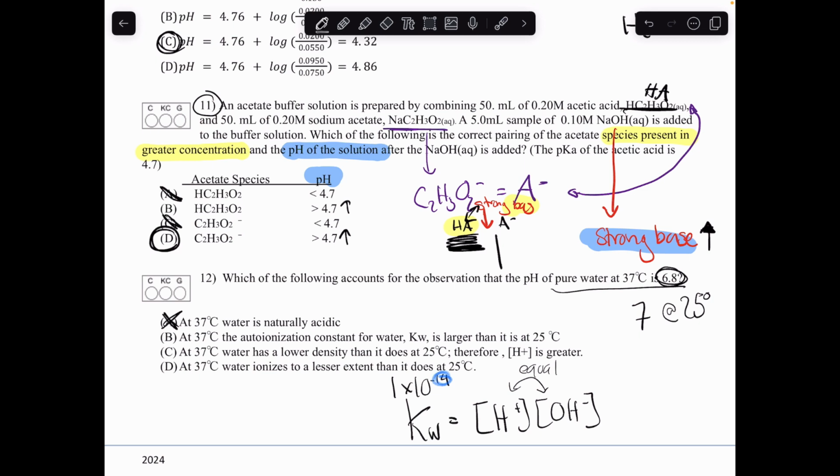I guess the thing you want to look for is, if K gets bigger and I cut it in half, would it be 6.8, or if K is getting smaller? And also, in a sense, taking the negative log of it. And so that is why it does end up being B. The other answers, once again, this one says that H plus is greater due to density, which really doesn't make sense. And then water ionization is to a lesser extent than it does at 25 degrees. But if it was lesser, then you would have less H plus. So there's that one.